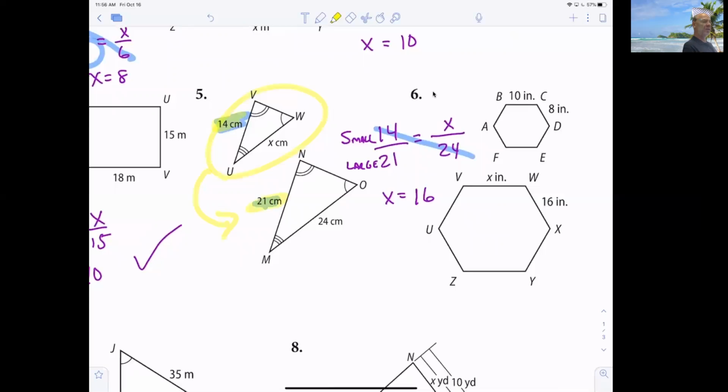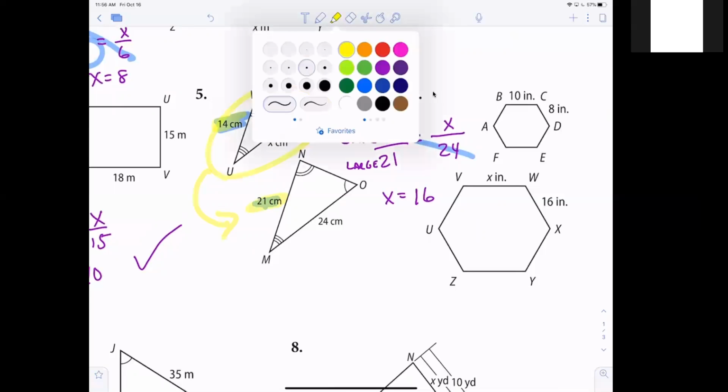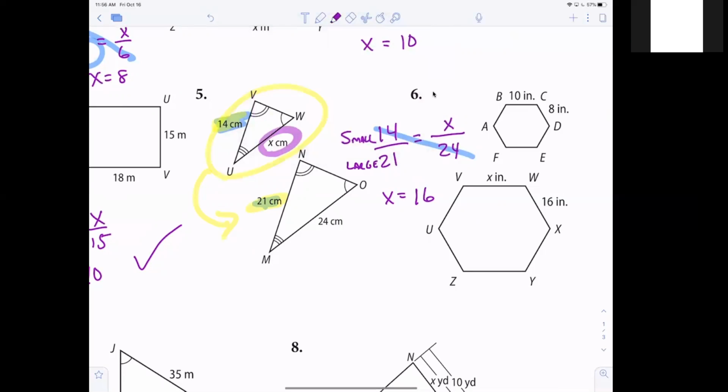So I get it. So I have to stay consistent. I have to go small to large. I get it. Does that make sense or not? Yes, it does. All right. So again, notice I'm staying consistent. Small to large, small to large. I can't say small to large and large to small. That's where Jolie made a mistake.